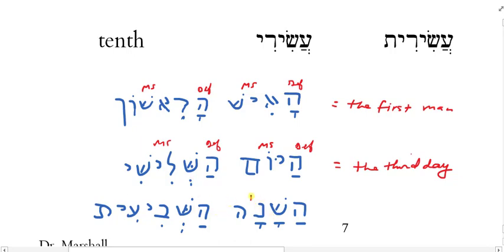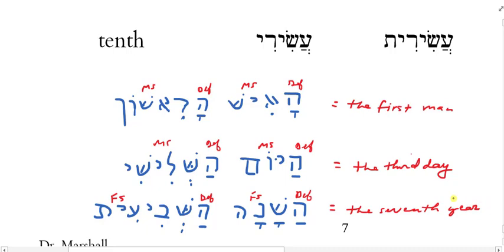Hashana is feminine singular, definite. The year. Hashavi'it. Look at the form of shavi'i. It's got the final tav. That is feminine singular as well, and definite. So it's the year, the seventh. What does that equal? The seventh ordinal year. Okay? So that's how the ordinal numbers are used. It's not very difficult at all.